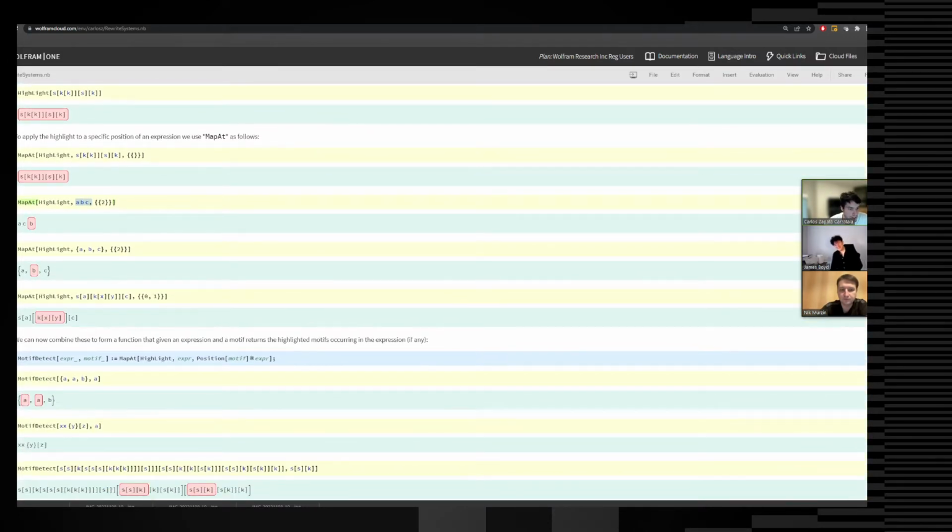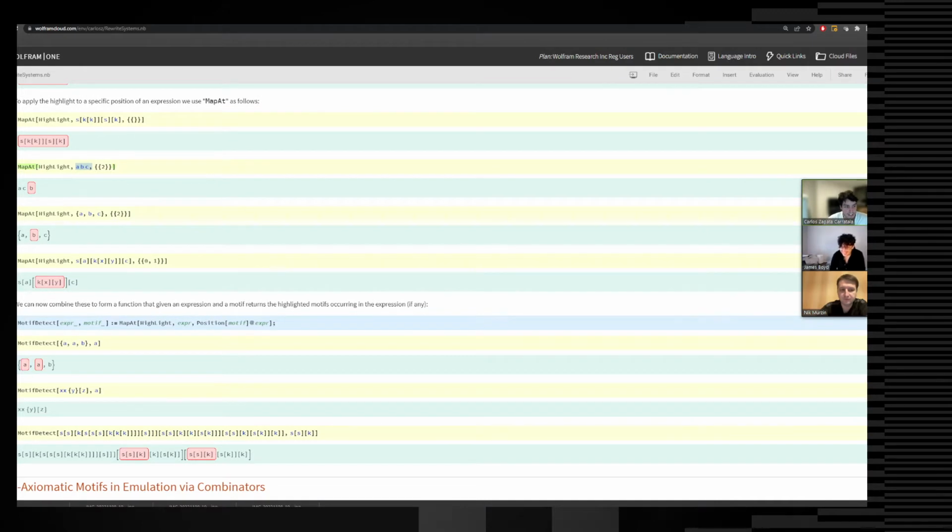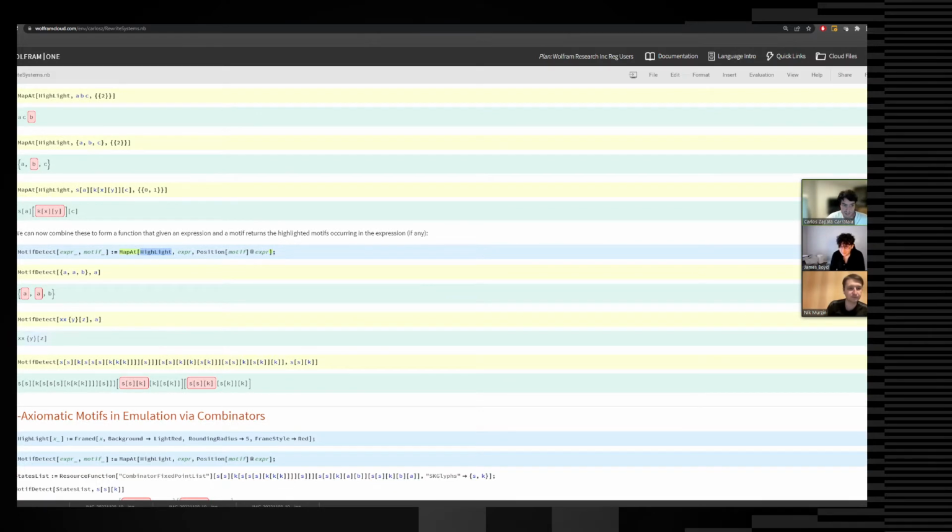Then the function is motif detect, where you search for the position where the motif happens and what you want to highlight in what particular way. This just does what you want. You pass it an expression and a sub-expression, and if it occurs as a motif in the expression, it just highlights it. That's what it does.